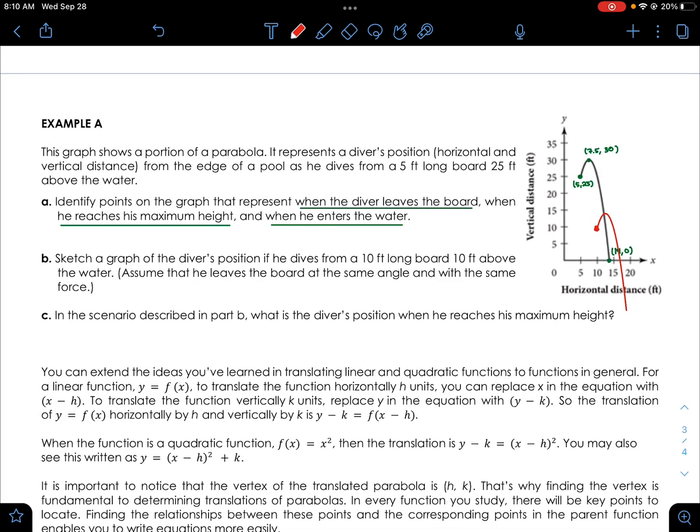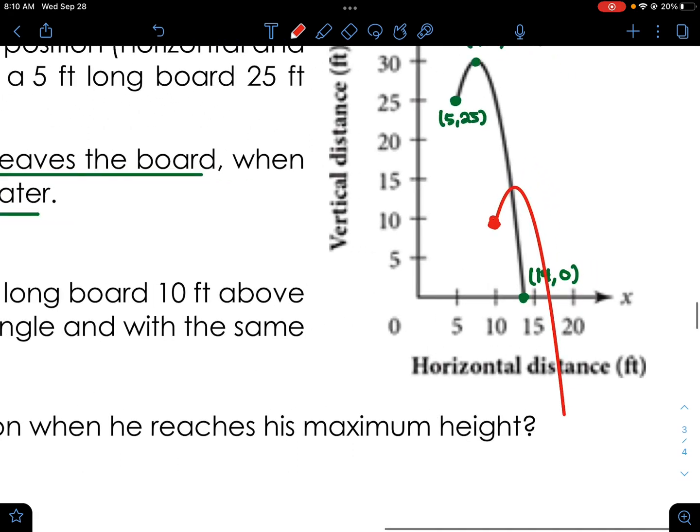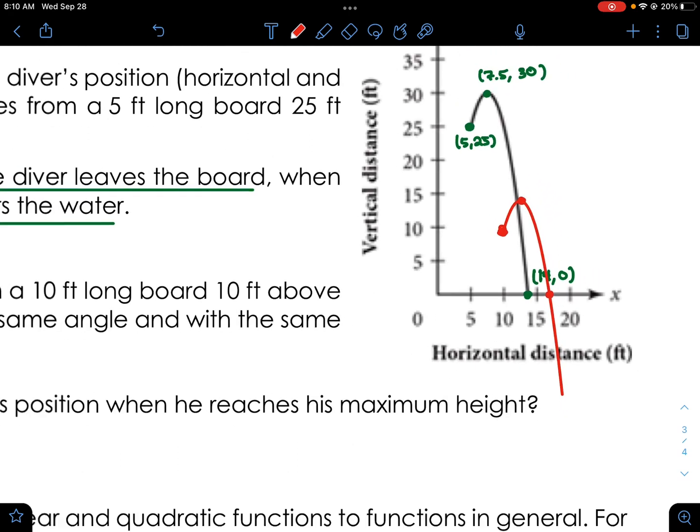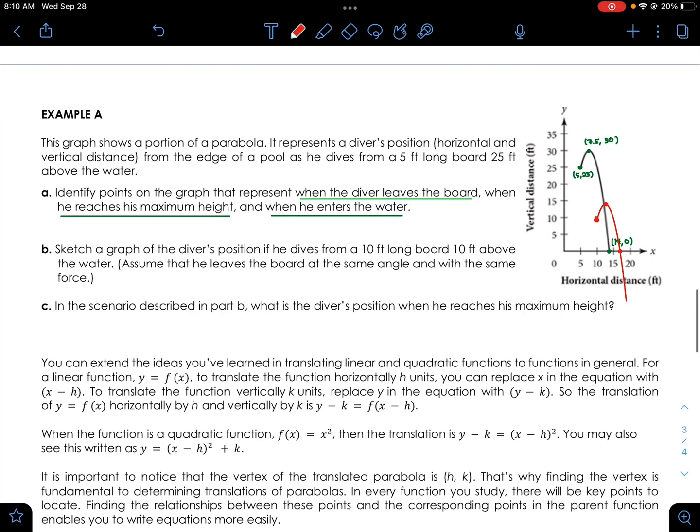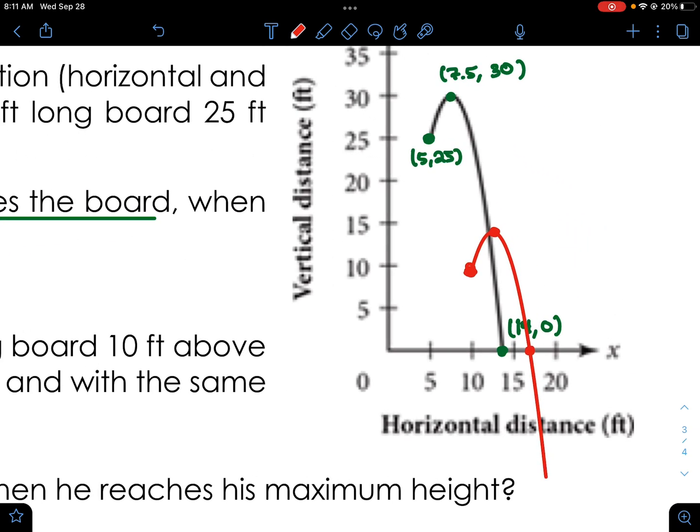So there's our sketched graph. And so you can see right here, we have our max height, and then we hit the water out here. It says, in this scenario described in part B, what is the diver's position when he reaches his maximum height? His maximum height would be right about there.